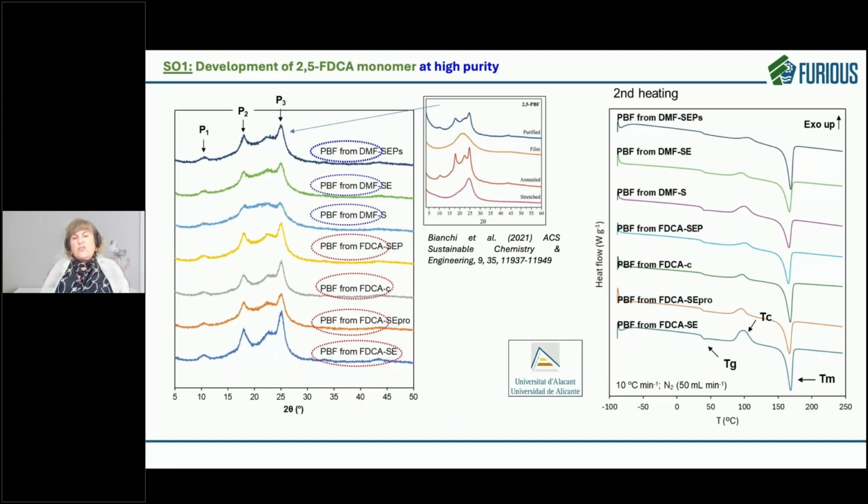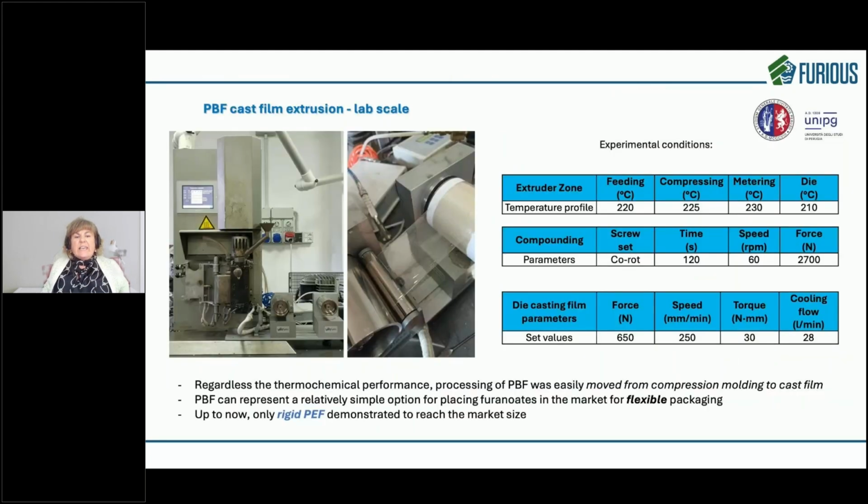Here, the characterization in terms of thermal properties and in terms of the nature of the crystalline phase present in the PBF prepared starting from the different batches of FDCA and of the dimethyl ester of FDCA prepared by Condensia, a partner in our consortium. Here we check the processability of our PBF polymers, and we try to compression mold this polymer to obtain films and even to prepare cast films.